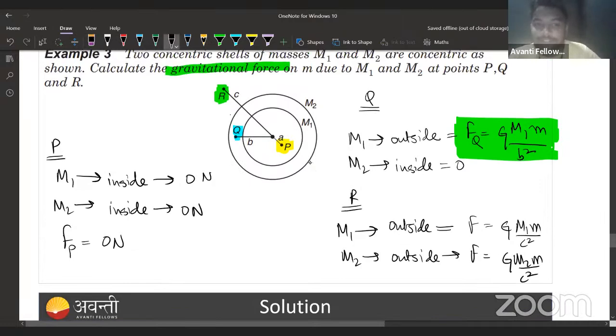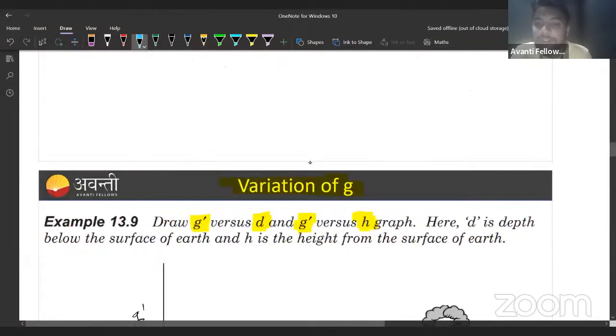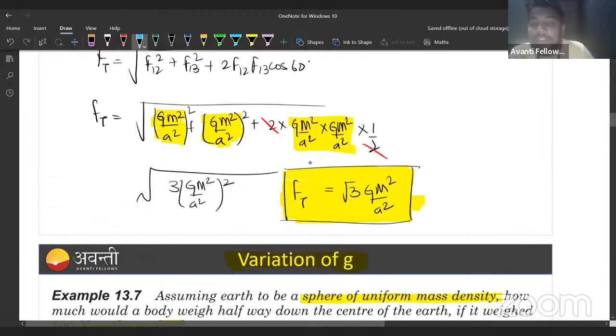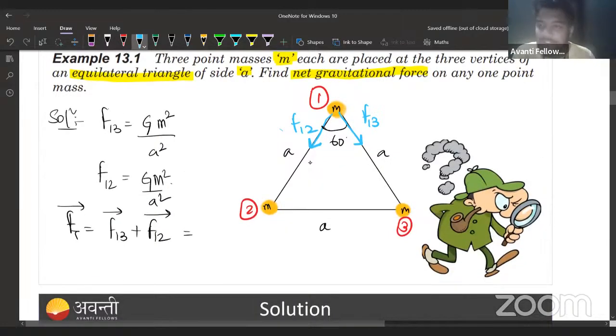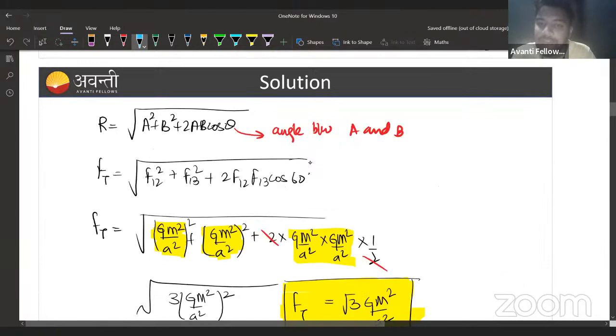The answer is, see, due to m1 the force is in this direction, attractive force, right? Due to m2 also the force is in this direction. The forces are in the same direction. If the forces act in the same direction, then we can simply add them. But in the case of the triangle question, the direction of forces, were they same? They were not same, right? One was acting in this direction, one in that direction. They had a certain angle between them.